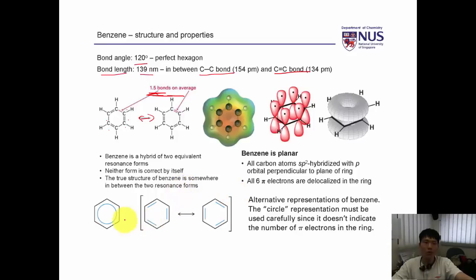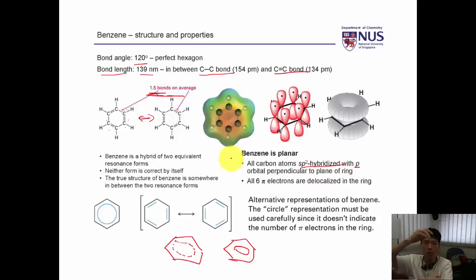So that's why in some textbooks you see a ring, because it's like a hexagon, then you have got half a bond throughout. So they decide to put a ring. Okay? But no proposal. Benzene is planar. It's all flat because all the carbons are sp2 hybridized with the p orbitals perpendicular to the plane. Here, you see here? Orbital on top, orbital below.